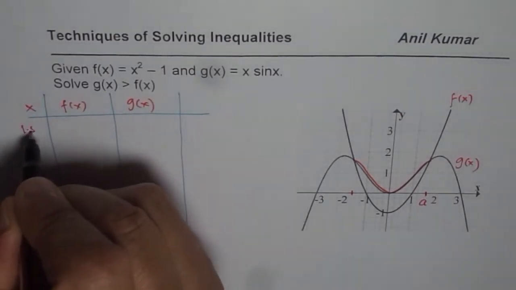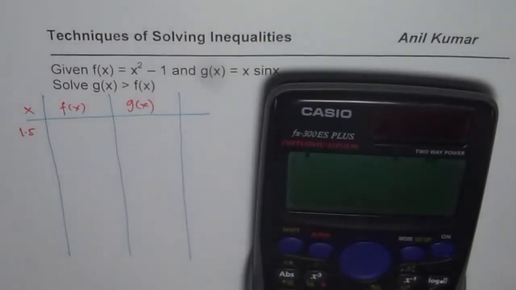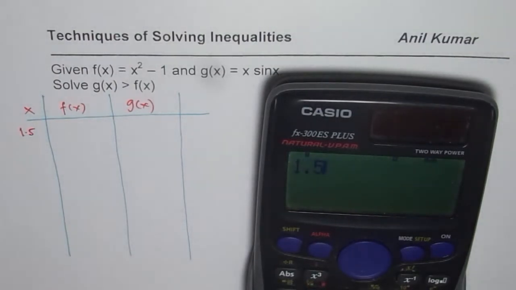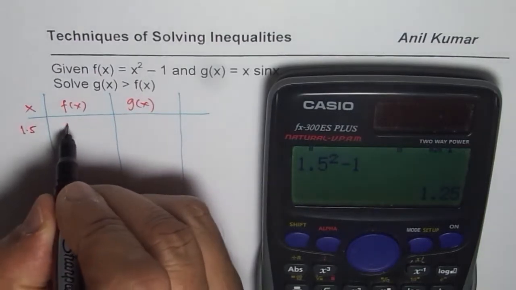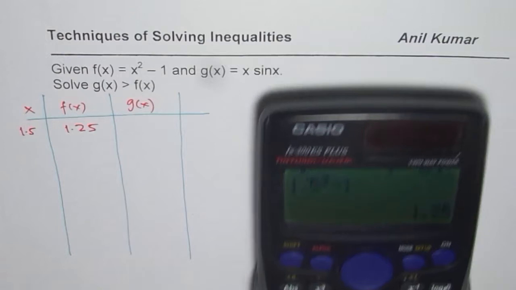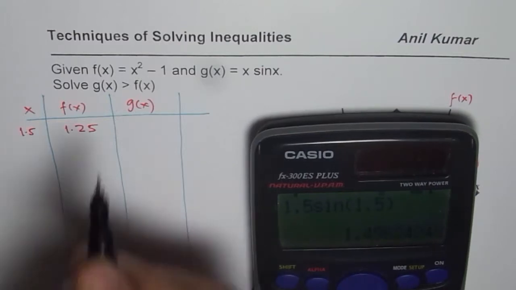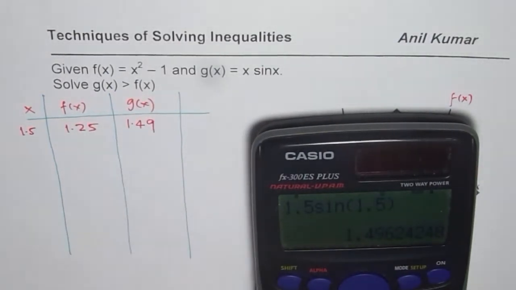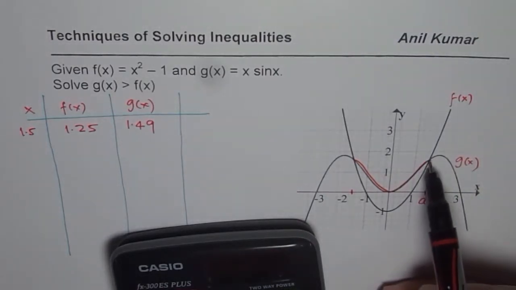So we can start with x as 1.5 and find what f of x is and what g of x is, right? So f of x will be 1.5 squared minus 1, and that is equal to 5 over 4. Let's write in decimals. So it is 1.25. g of x is x times sine x. Your calculator should be in radians for this, right? So first step is convert your calculator to radians and then calculate your answer. So for 1.5 we get 1.49 for g of x. Now if you observe, we got g of x higher. That means we are on the left side, right? Because after this point the parabola is higher, so we should move to the right.